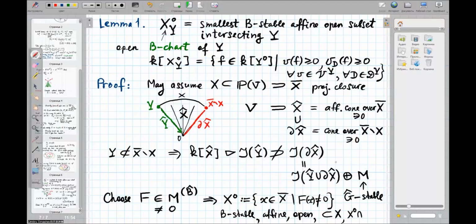Okay. So finally, this open subset intersects the open orbit Y, because this F is taken from M. Elements of M do not belong to the vanishing ideal of Y hat. Elements of M do not vanish identically on Y. So this is because of our choice of this homogeneous form F. So we found an affine B-stable open neighborhood of Y.